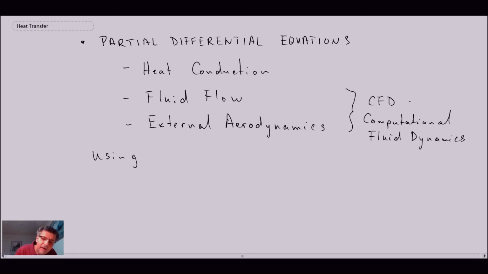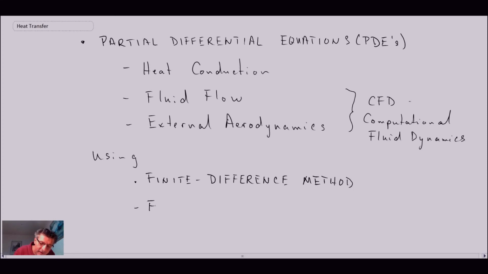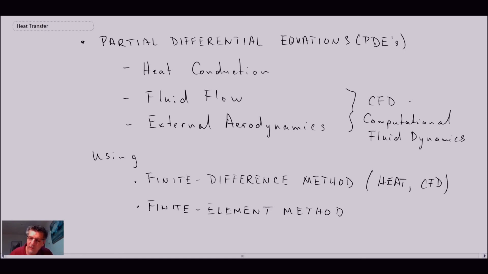And in solving PDEs, or partial differential equations, we have a couple of techniques. The one that we're going to look at is the finite difference technique. And the other one that I mentioned is the finite element method. Now this is not exclusive, but quite often finite difference is used for heat or for CFD, fluid flow problems. And finite element quite often is used in structural analysis or in solid mechanics.